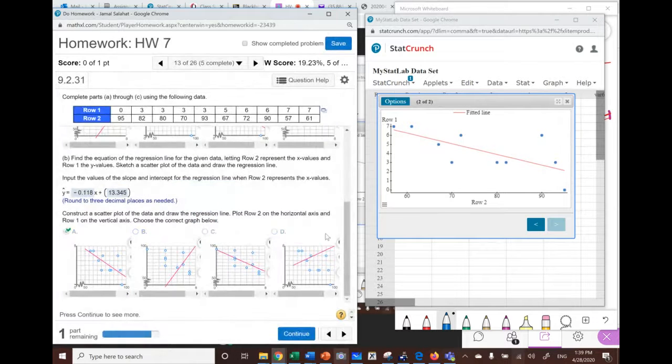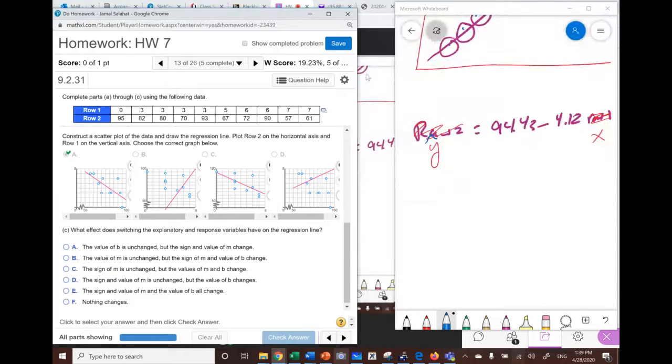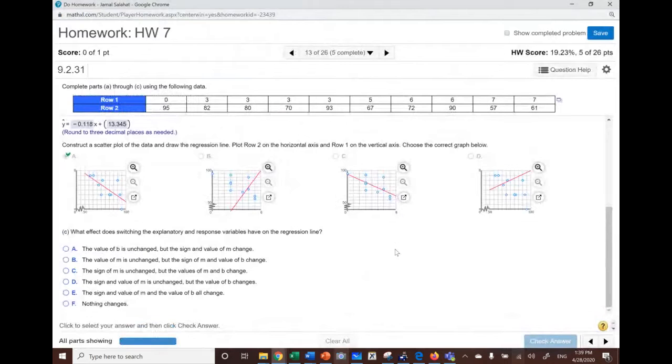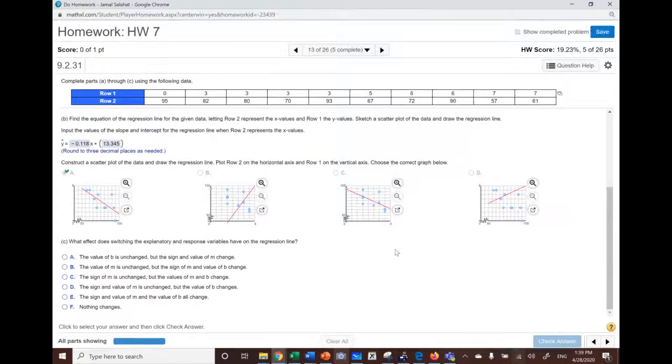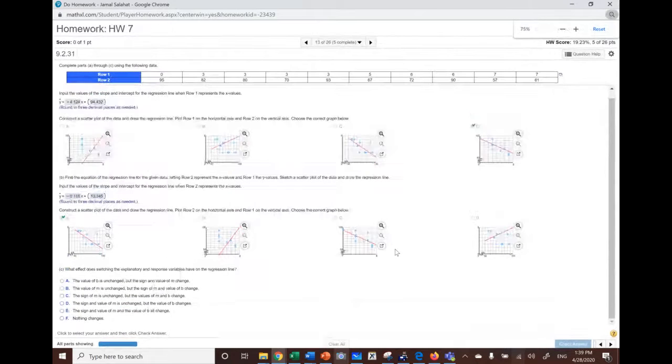Okay. Now, finally, what effect does switching the explanatory variable, in this case x, and response variable, in this case y, have on the regression line? Okay, what is going to happen? So let me make this window large, and let me make this small for you to see. This way you can make the right judgment. You know, when we try to make things small, we don't make the right judgment here. So look at the 2 equations. What effect does switching the explanatory and response variables have on the regression line?